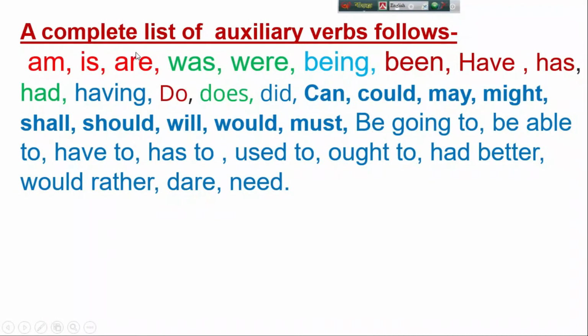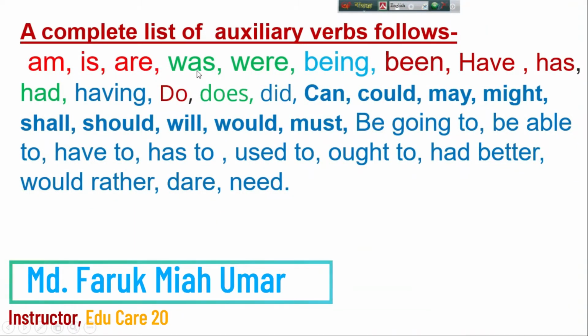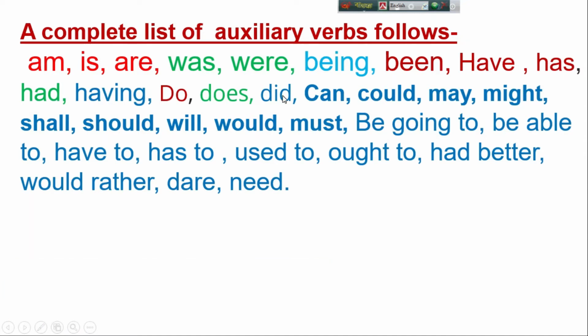A complete list of auxiliary verbs follows: am, is, are, was, were, being, been, have, has, had, having, do, does, did, can, could, may, might, shall, should, will, would, must, be, going to, be able to, have to, has to, used to, ought to, had better, would rather, dare, need.